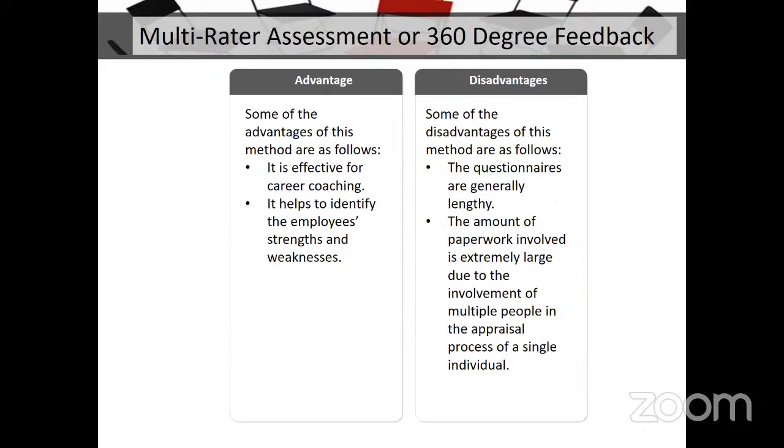The amount of paperwork involved is extremely large due to the involvement of multiple people in the appraisal process of a single individual. Because like we said, when you look at the circle of this person, there are like 7 people who are evaluating this person. So you can imagine the kind of paperwork that it's going to have. However, as you all know, we are getting paperless. So we encourage that in case we embrace this, then have an online system.